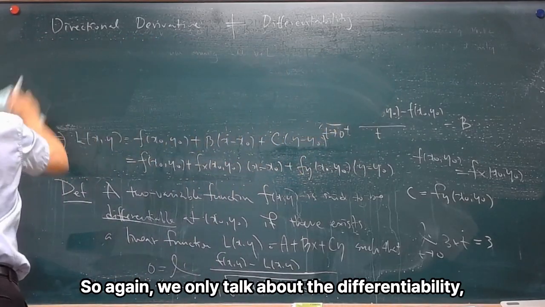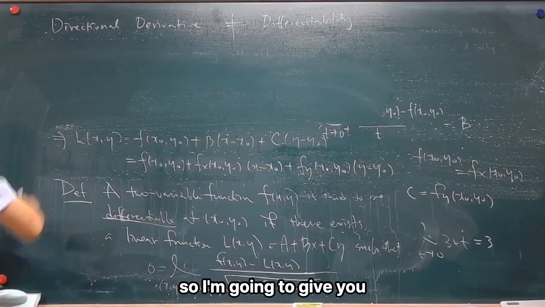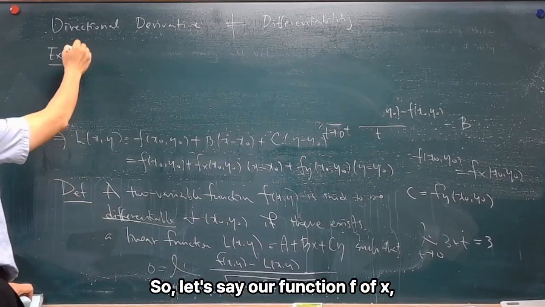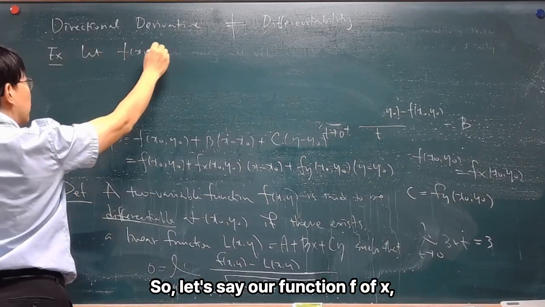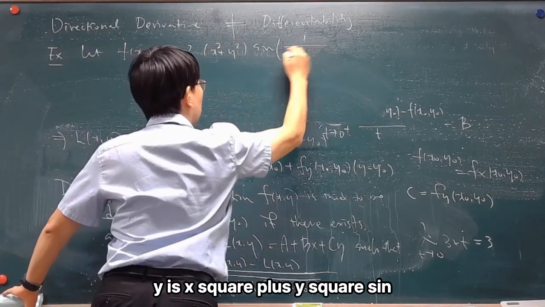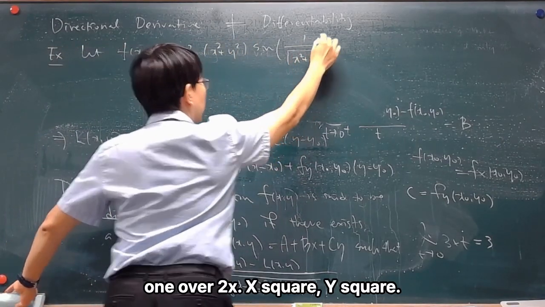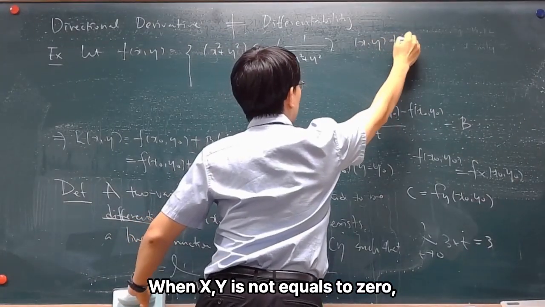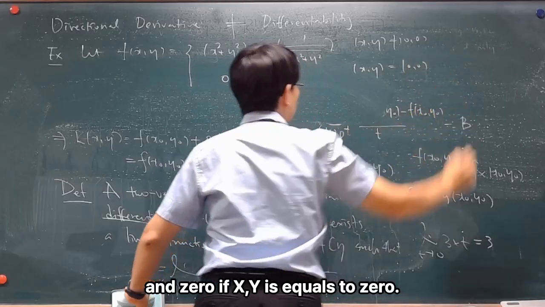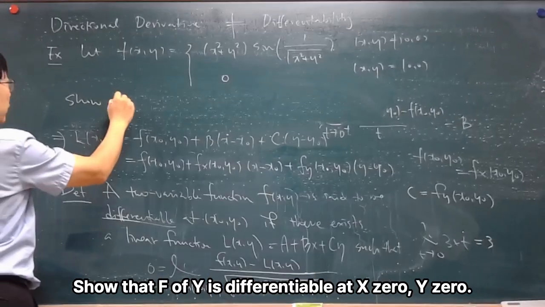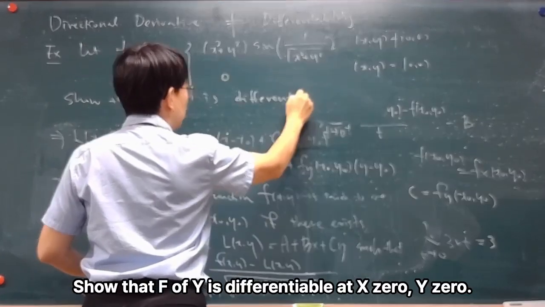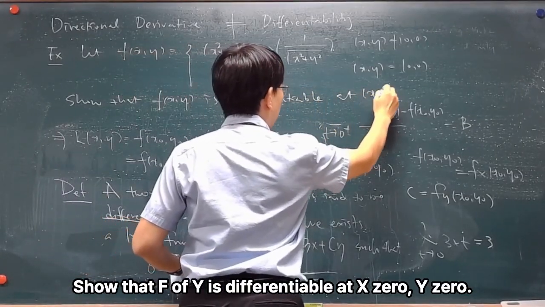So again, we only talk about differentiability, so I'm going to give you an example of differentiability of a function. Let's say our function f of x, y is x squared plus y squared times sine of 1 over the square root of x squared plus y squared when x, y is not equal to 0, and 0 if x, y is equal to 0. Show that f is differentiable at (0, 0).